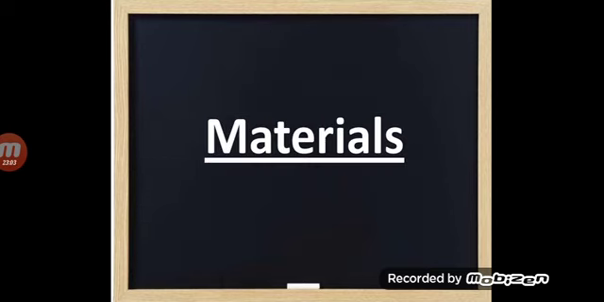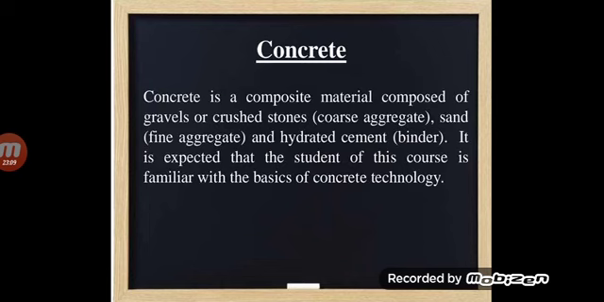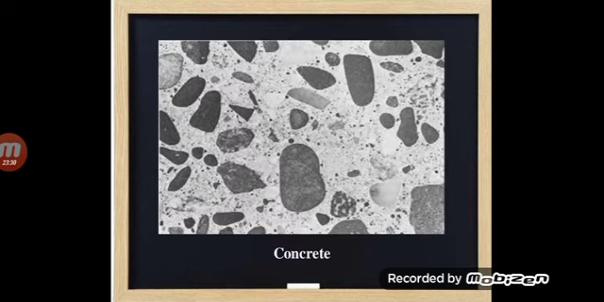So next we are going to see materials used in pre-stressed concrete elements. First one, concrete. Concrete is a composite material composed of gravels or crushed stones, which you used to call coarse aggregate, sand and hydrated cement. It is expected that the student of this course is familiar with the basics of concrete technology, right? You already know what concrete comprises of. Next, this is the concrete that we know already.